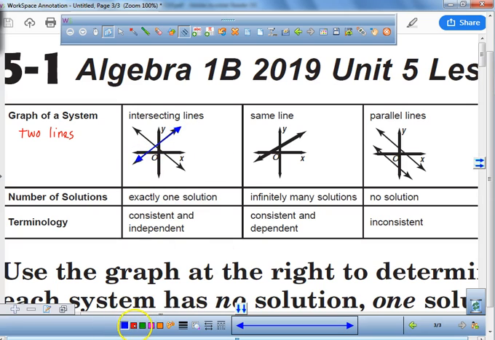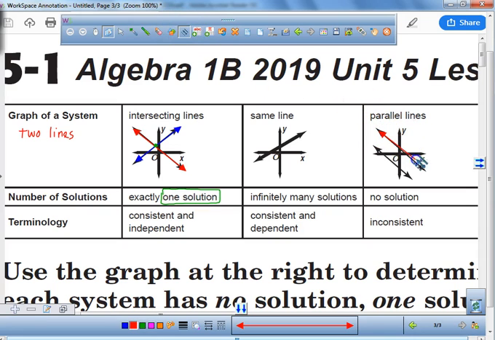What's another word for crossing? Intersecting. Wherever the 2 lines intersect, which in this particular case is that little tiny point right there, what's that referring to? That's referring to one solution. Okay? Now I'm going to skip this one, and I'm going to jump right over here to the parallel lines.